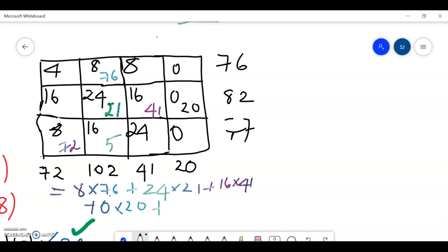So how many rows and columns are there? 3 rows and 4 columns. So 4 plus 3 equal to 7. 7 minus 1 equal to 6. Number of allocations, that is also equal to 6.